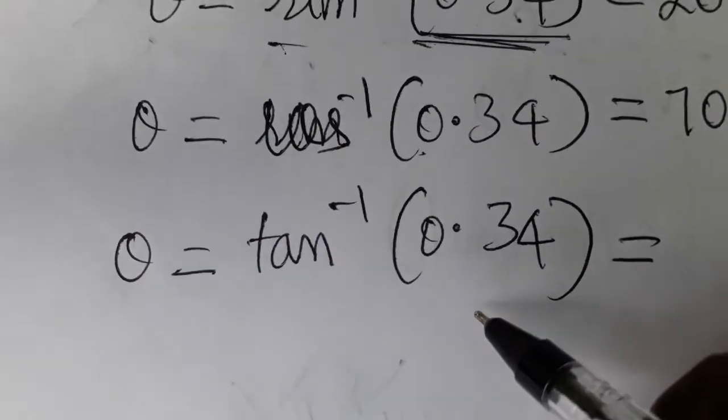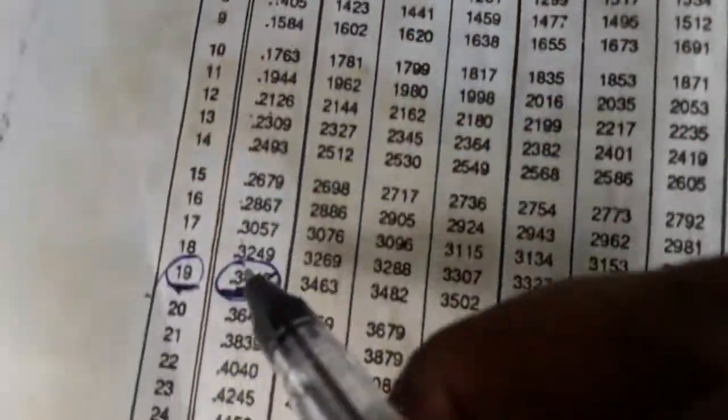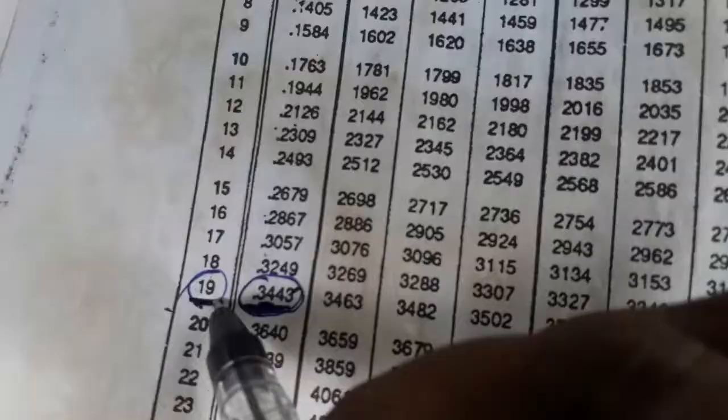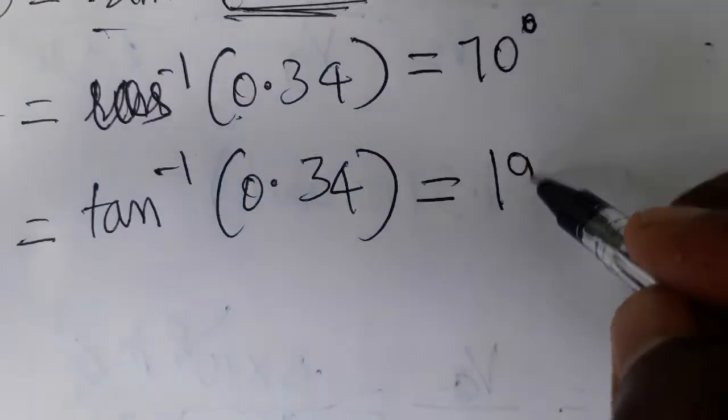Now tan 0.34. I have taken the tan column. For 0.34, the degree it is representing is 19. So it is 19 degrees.